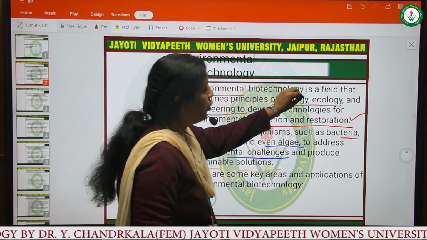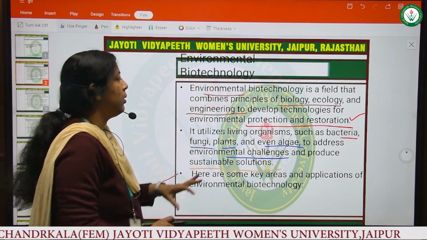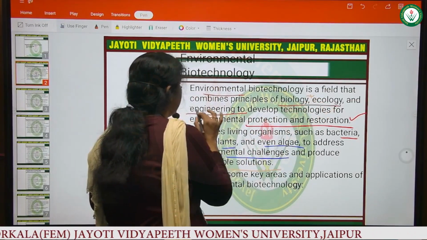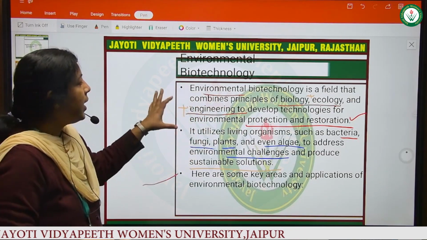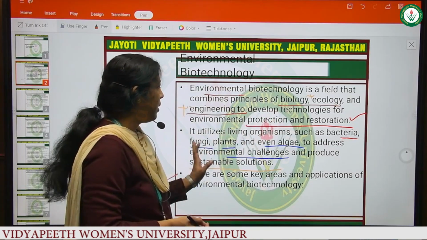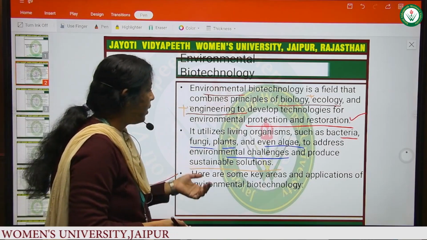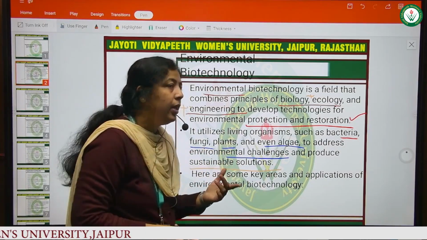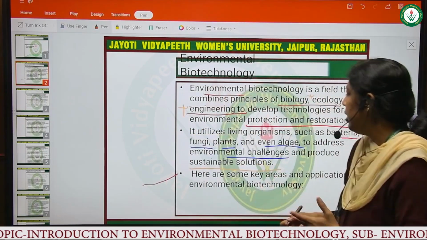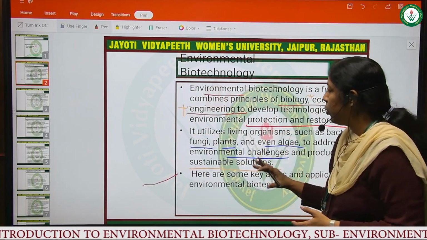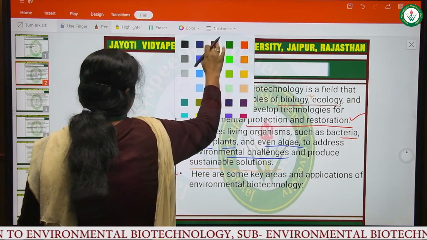So, to give a sustainable solution, we use different concepts: your biology part, ecology part and engineering. These three in combination develop a technology that gives protection and restoration, where we use different bacteria, fungi, algae, plants or other organisms to address the problems associated with environmental challenges, providing a sustainable solution.